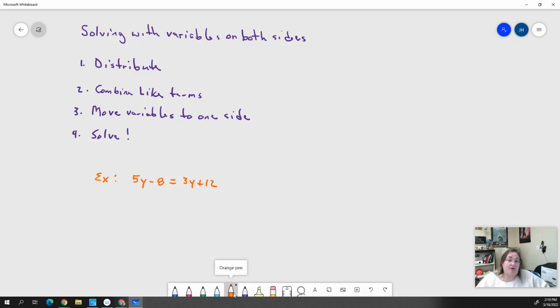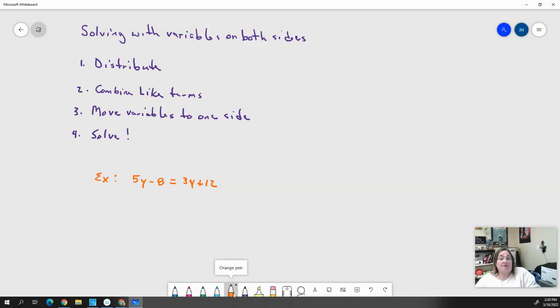Well, I have a 5y and I have a -8, which doesn't have a y, so I can't combine anything on this side. And I have that same issue on this side. I've got 3y and I have 12, but none of those can be combined together, right? I can't combine something with a y to something without a y.